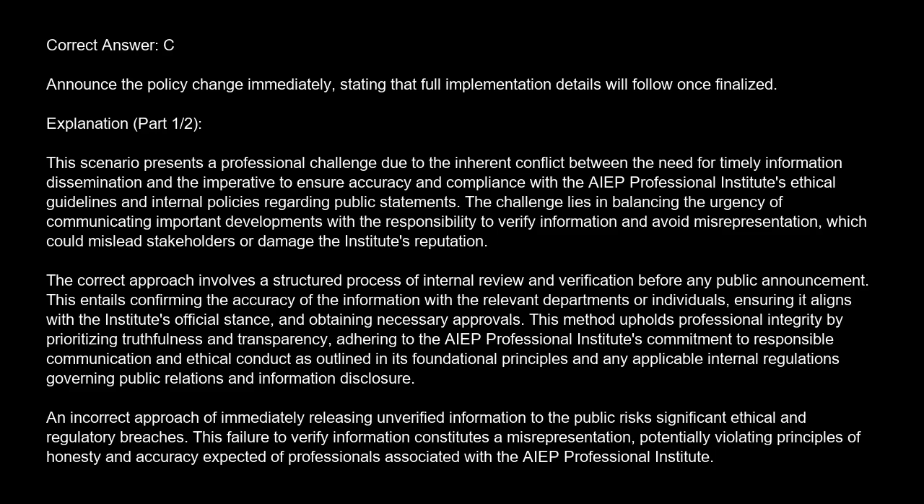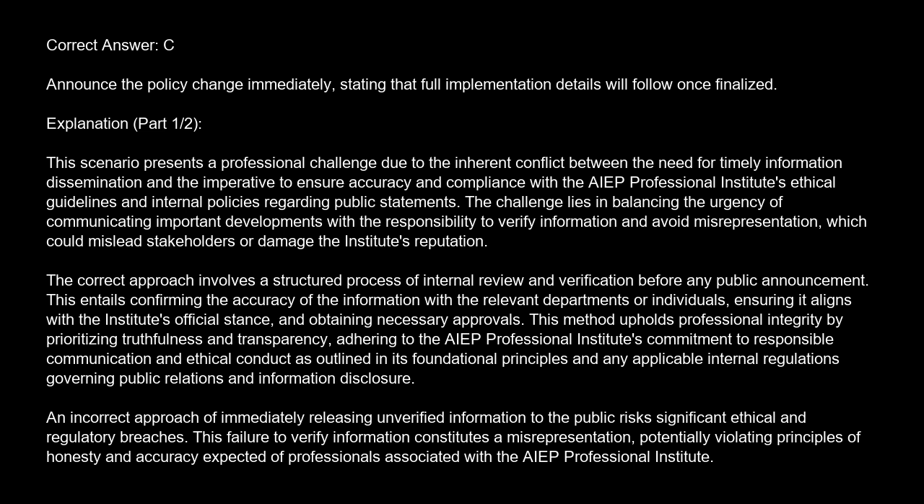Correct answer is C. Announce the policy change immediately, stating that full implementation details will follow once finalized. Explanation. This scenario presents a professional challenge due to the inherent conflict between the need for timely information dissemination and the imperative to ensure accuracy and compliance with the AIEP Professional Institute's ethical guidelines and internal policies regarding public statements. The challenge lies in balancing the urgency of communicating important developments with the responsibility to verify information and avoid misrepresentation, which could mislead stakeholders or damage the Institute's reputation.